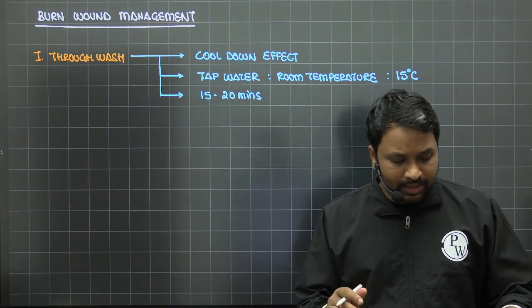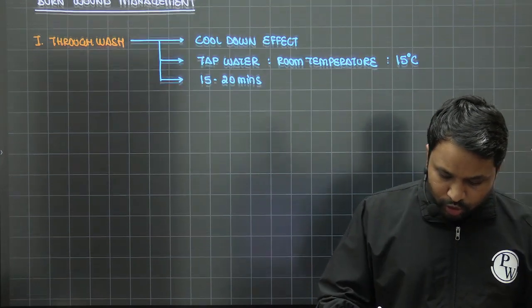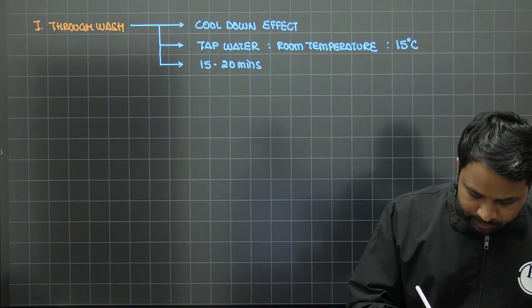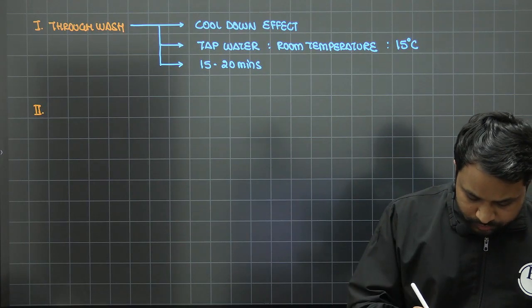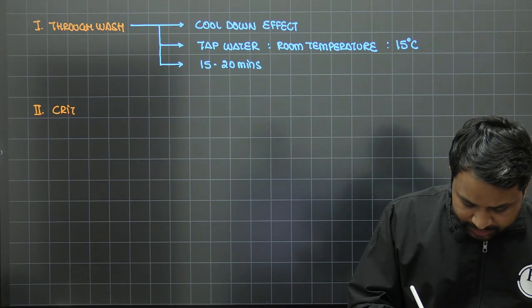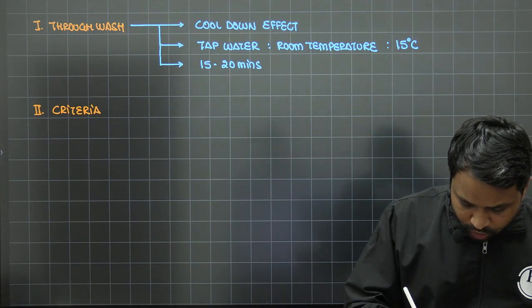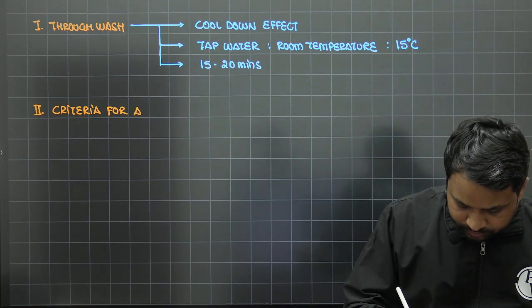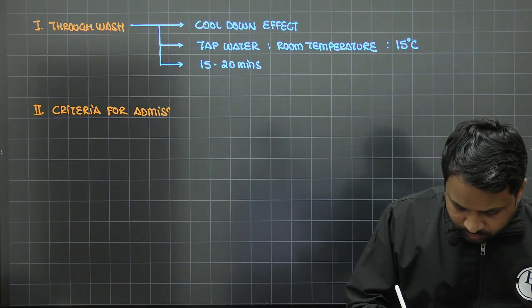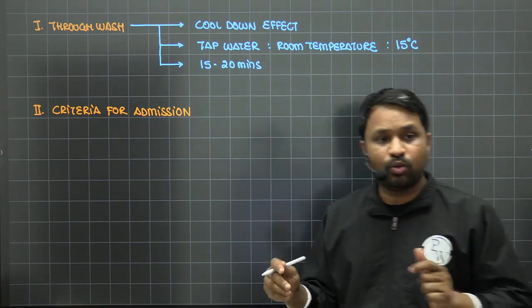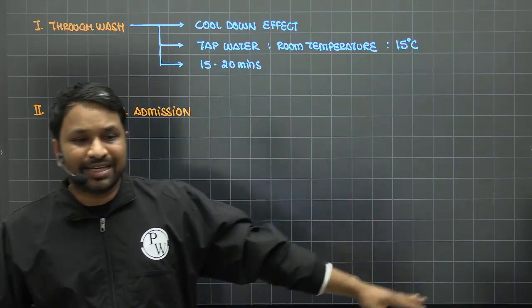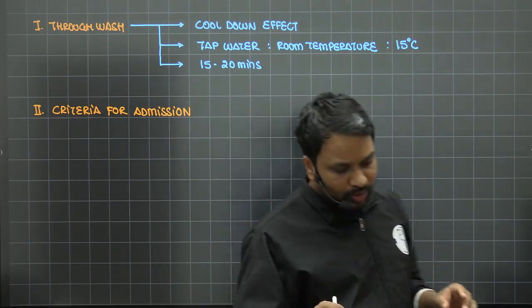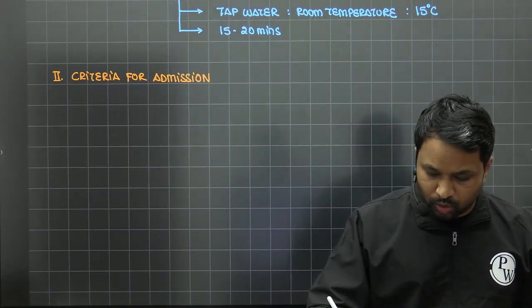Now, once you have given a wash, you would look for criteria to admit the patient in a burn ward. So we have the criteria for admission. So given the wash, now you will see whether the patient can be admitted or should be admitted or not. So what are the criteria for admission in a burn ward?